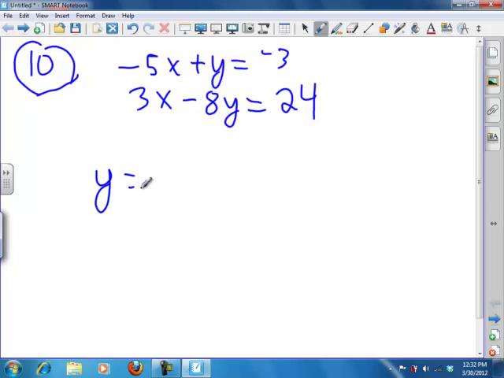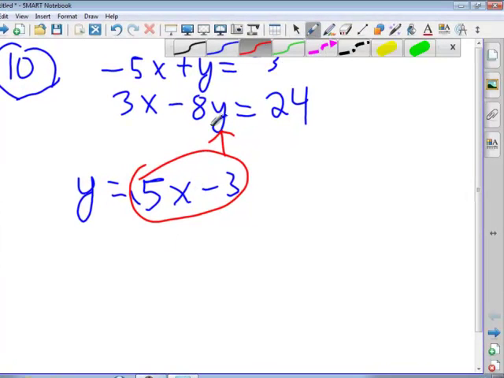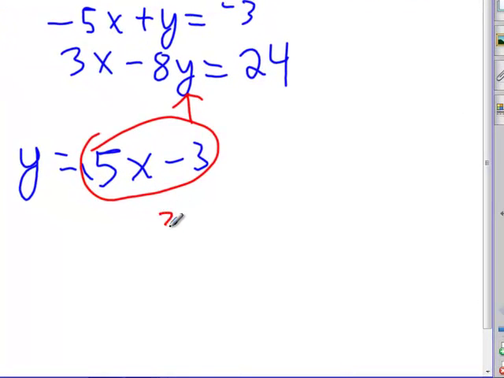So in my head, I add the 5x to this side. Skipping steps, now we take this y right here, let's do it in red, and this y has got to go back into the other equation. So now we redo this equation: 3x minus 8 times y, which is 5x minus 3, equals 24.